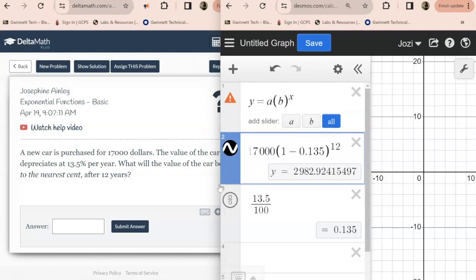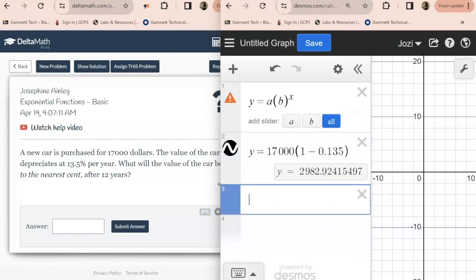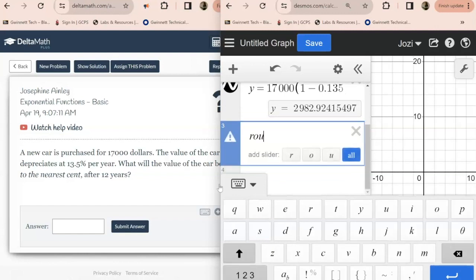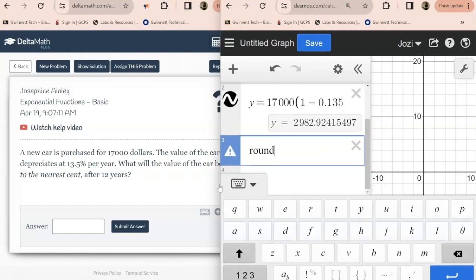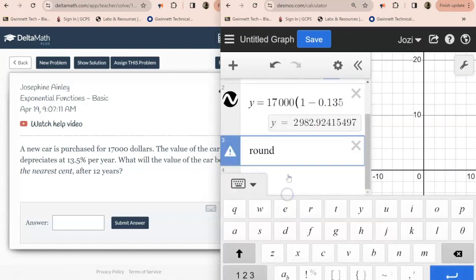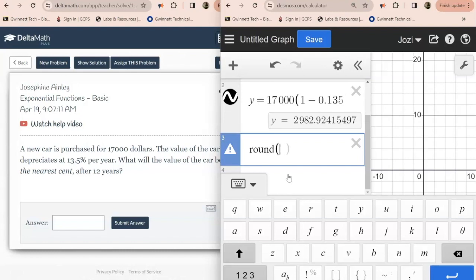All right, so round to the nearest cent. Okay, I'm not good at rounding. That's not a problem. What we're going to do is type the word round. Tell the calculator, hey, round for me. What do I need you to round? I need you to round this number. So what I'm going to do is Control C, Control V, but we're going to put it in parentheses. All right, so the number, I need you to round this number, comma, how do I want it to round?